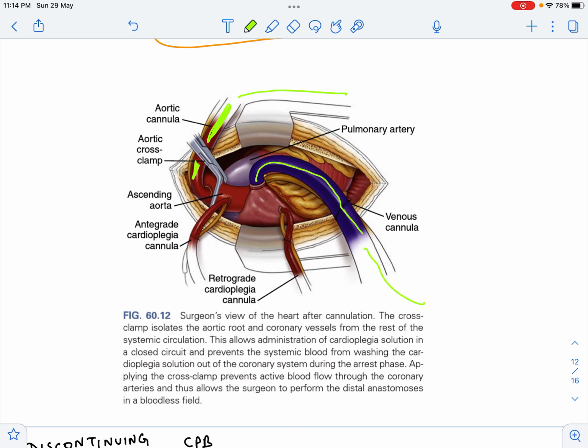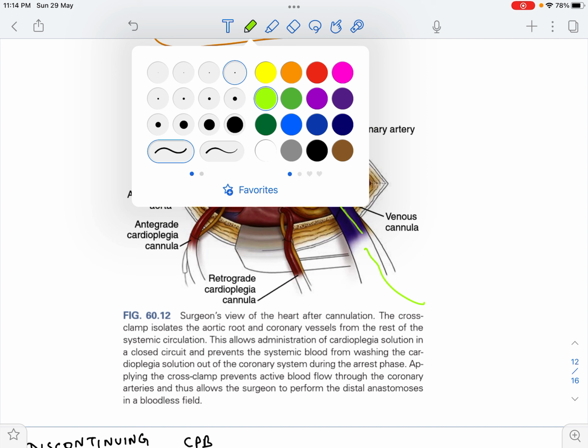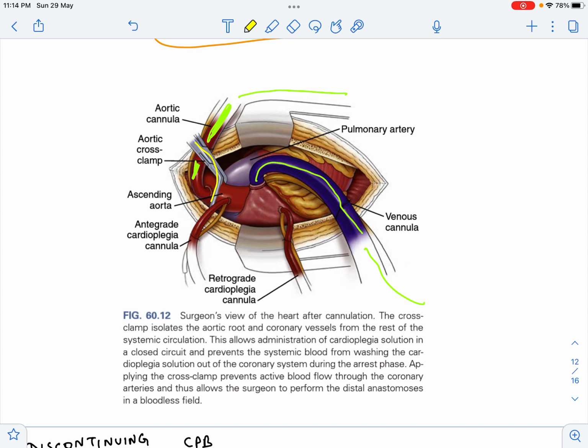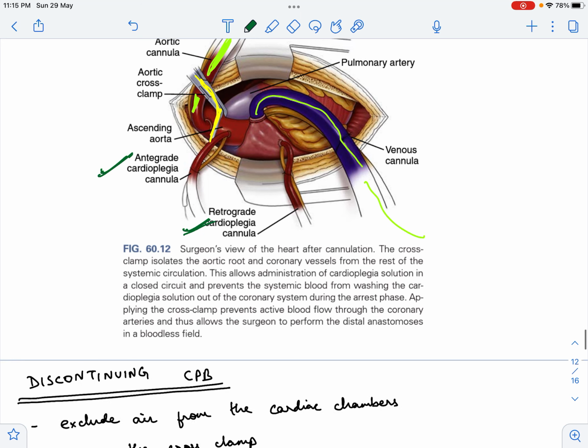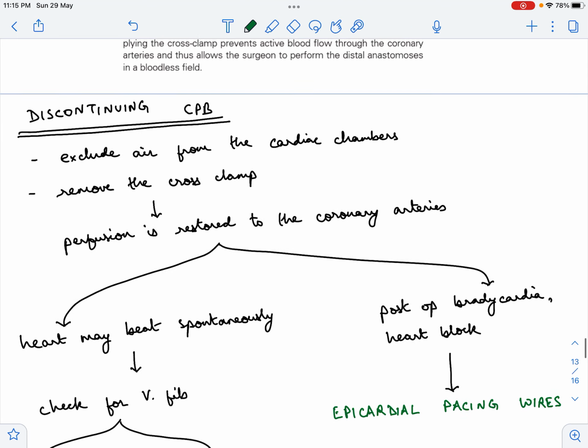Then we have used, I'll use a different color now, an aortic cross clamp to isolate the heart, and then we can use either an, I'll change the color again, we can now use either an antegrade cardioplegic solution or a retrograde cardioplegic solution. Okay.